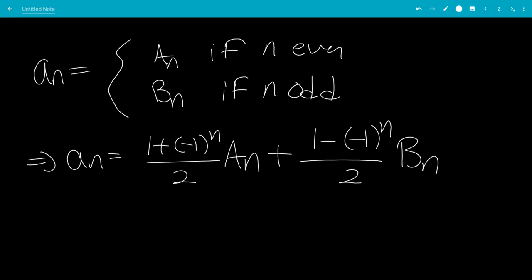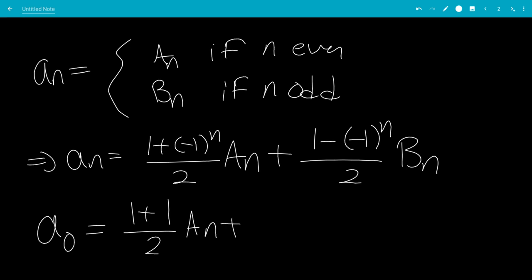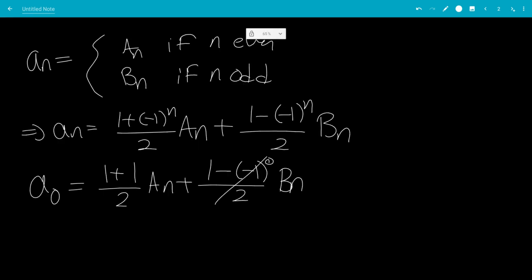And so let's check it. Let's do a of 0. This will be (1 plus negative 1 to the 0) over 2 times A(n), plus (1 minus negative 1 to the 0) over 2. That would just be 1 minus 1, which is 0. So this term goes away, so this would be (1 plus 1) over 2, which is a sub n.